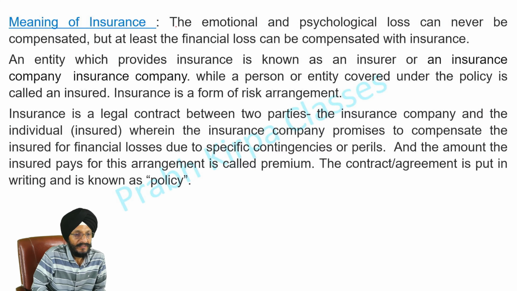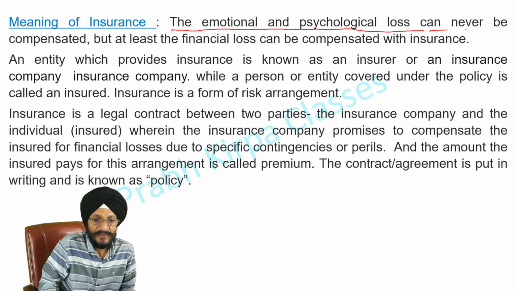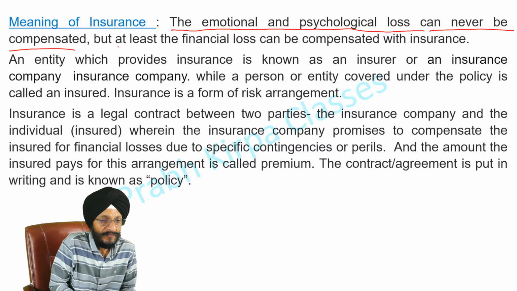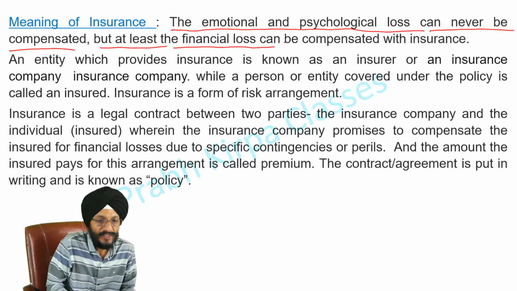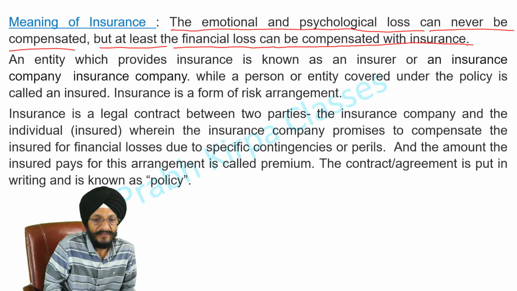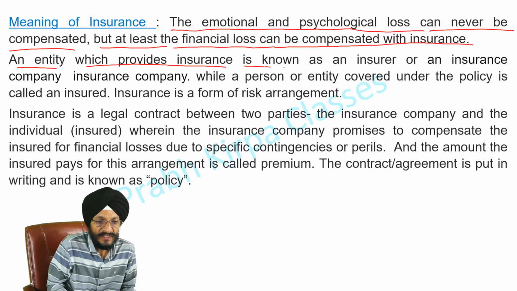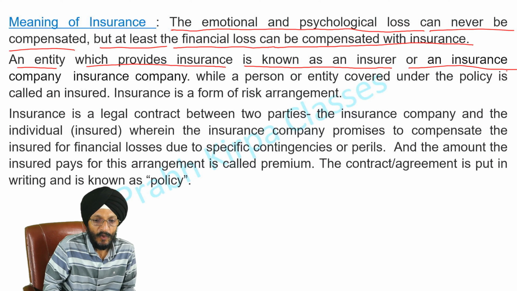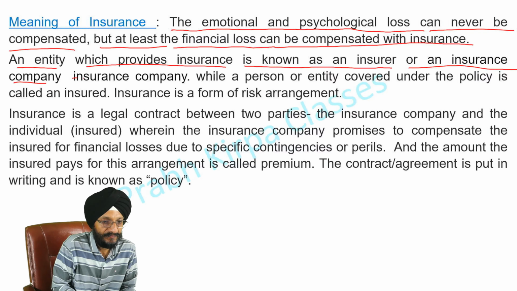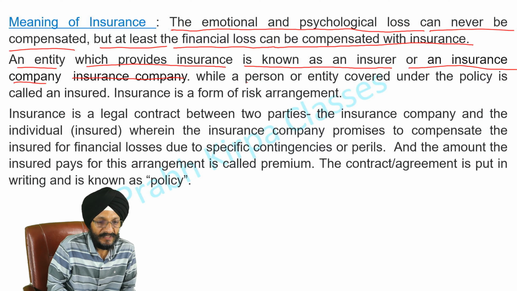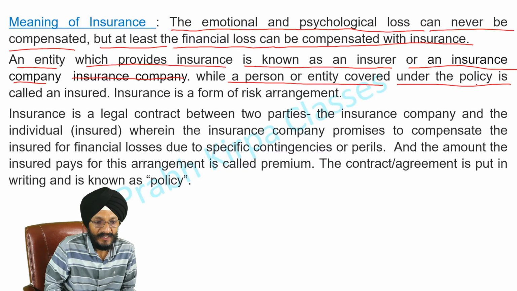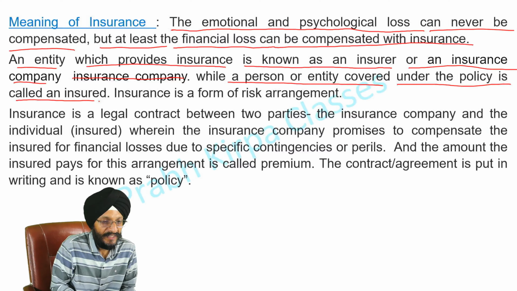Now we will understand the meaning of insurance. The emotional and psychological loss can never be compensated, but at least the financial loss can be compensated with insurance. An entity which provides insurance is known as an insurer or an insurance company, while a person or entity covered under the policy is called an insured. Insurance is a form of risk arrangement.